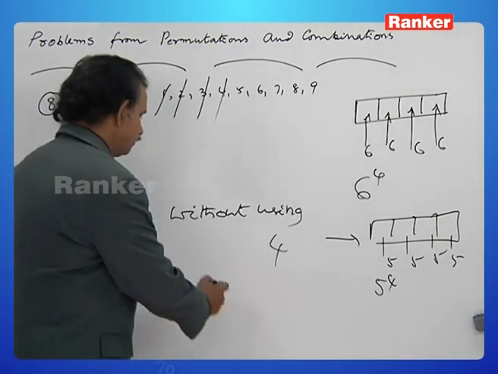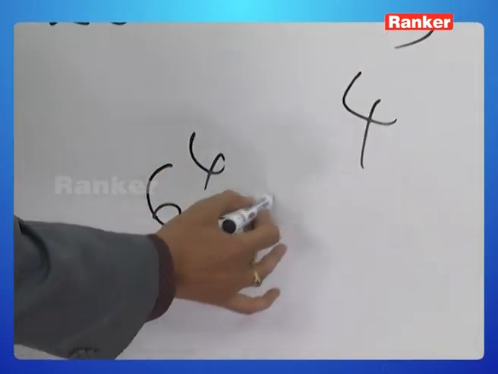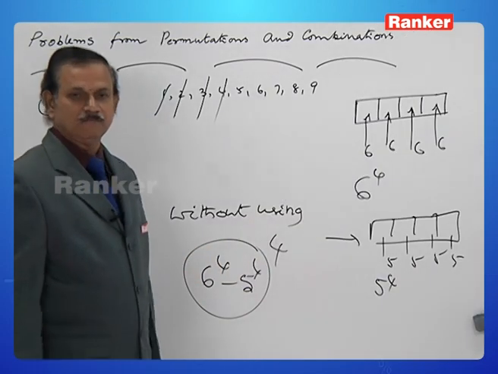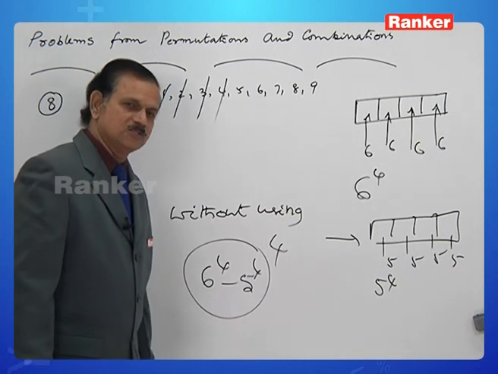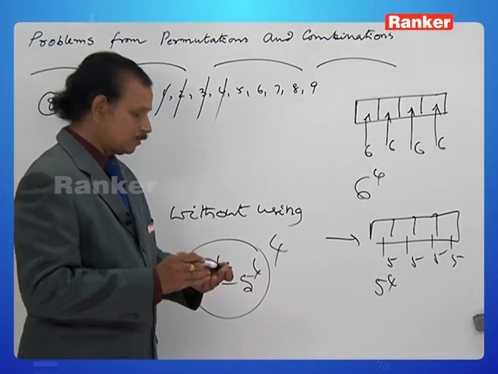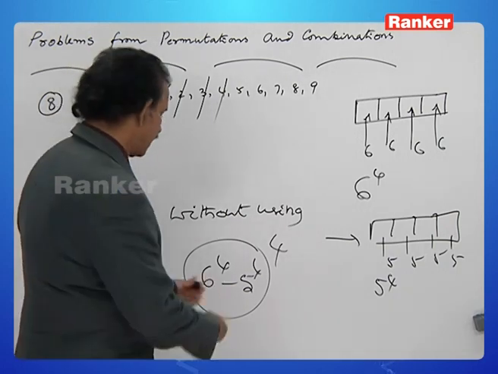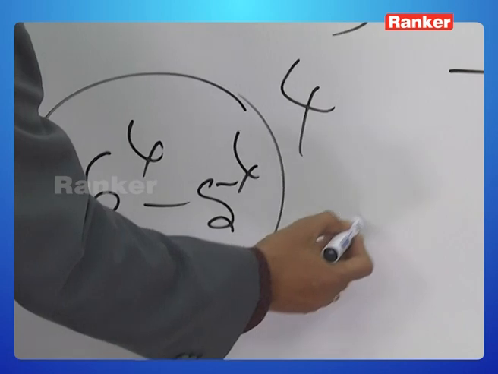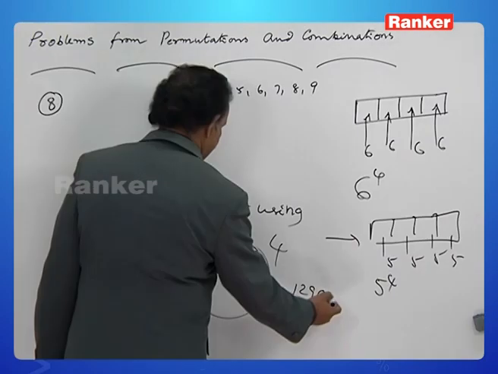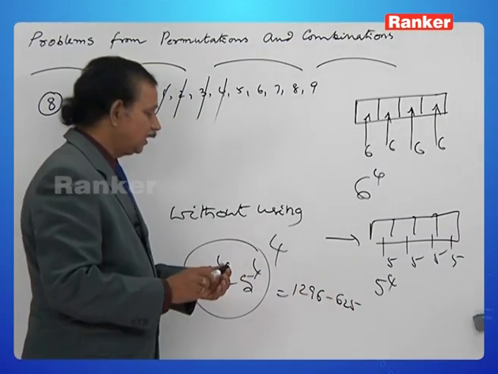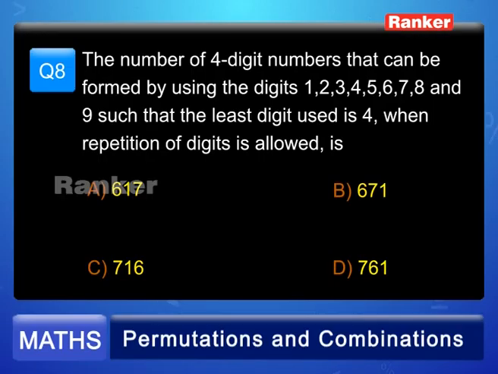Our required number of numbers is total numbers minus those numbers in which 4 is not used. So what is the answer? 6 power 4 minus 5 power 4. You just calculate that. What is 6 power 4? 1296. What is 5 power 4? 625. You just subtract it. The answer is 671. That is, option B is the right option.